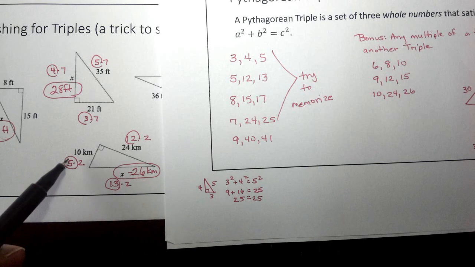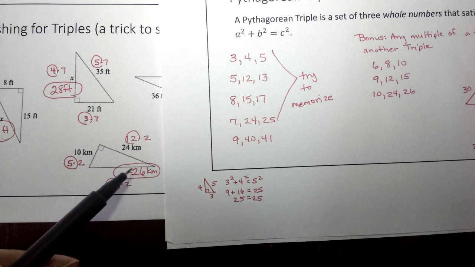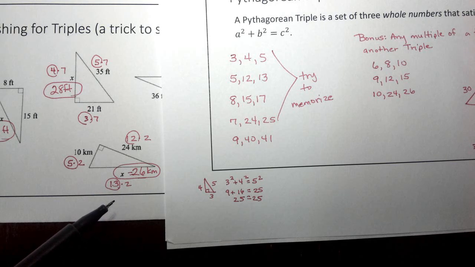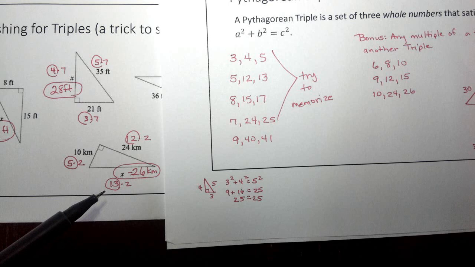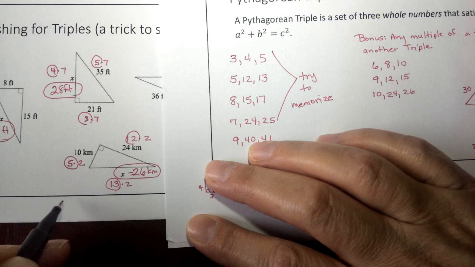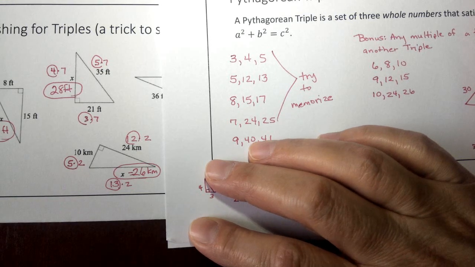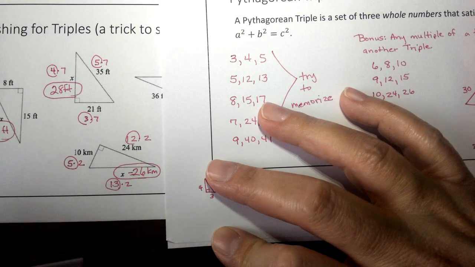Again, if you can think through this multiplication in your head, you don't need to write down any work. And even though it takes some time to find that pattern, it still will be faster than writing down 10 squared plus 24 squared equals x squared and working out the entire problem. Let's do 3 more practice ones.